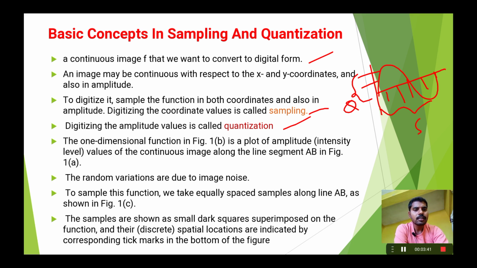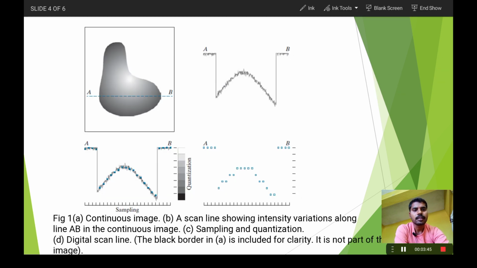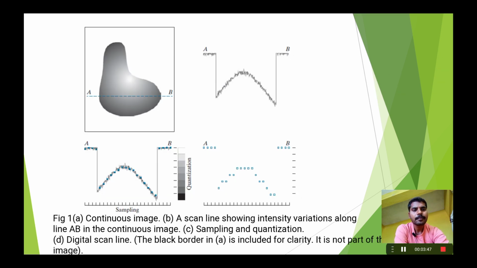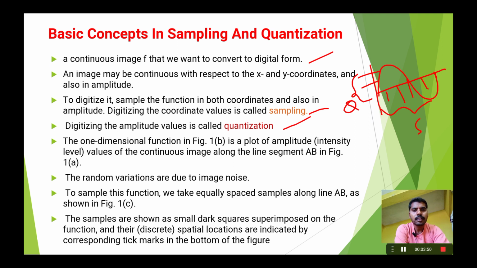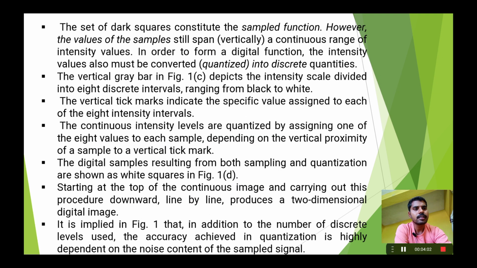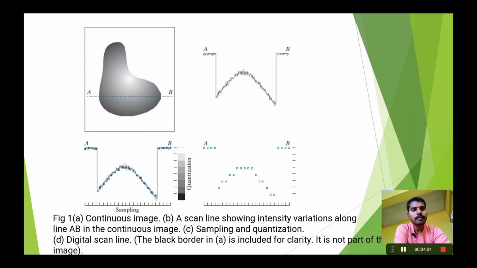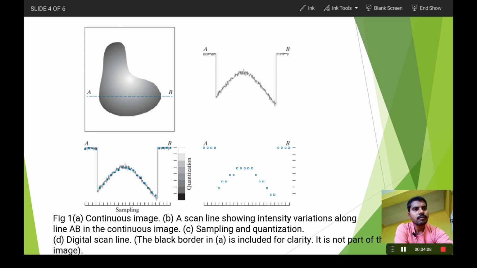The samples are shown as small dark squares superimposed on the function, and the spatial locations are indicated by the corresponding tick marks at the bottom. So that means if you are performing sampling, obviously, let us move on to the next one. So let us take this as a continuous function.